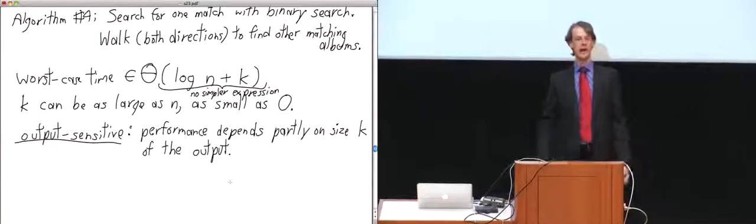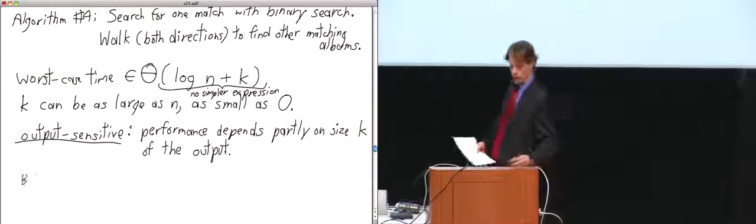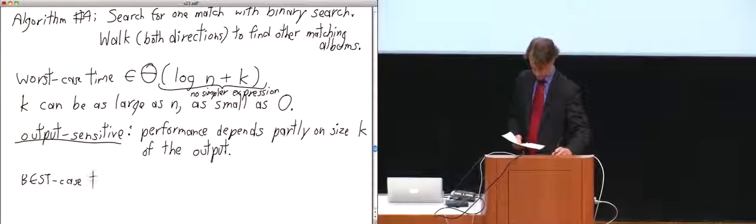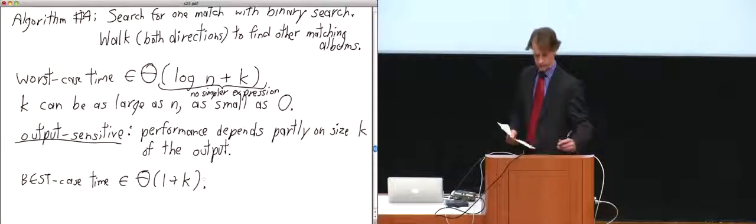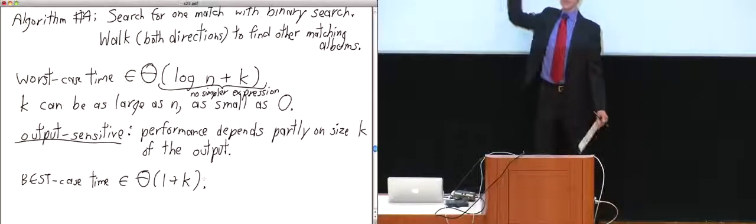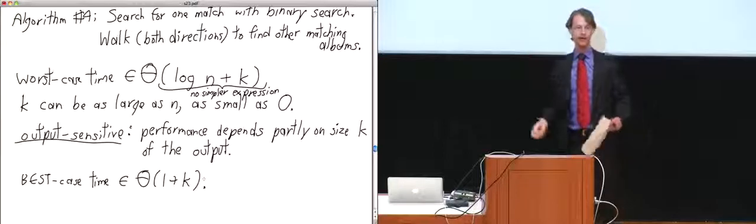And by the way, because binary search sometimes gets lucky and finds a match right away, the best case running time is in theta of 1 plus k. The reason why I'm saying 1 plus k is because sometimes k is 0, and I want an expression that's correct even when k is 0.